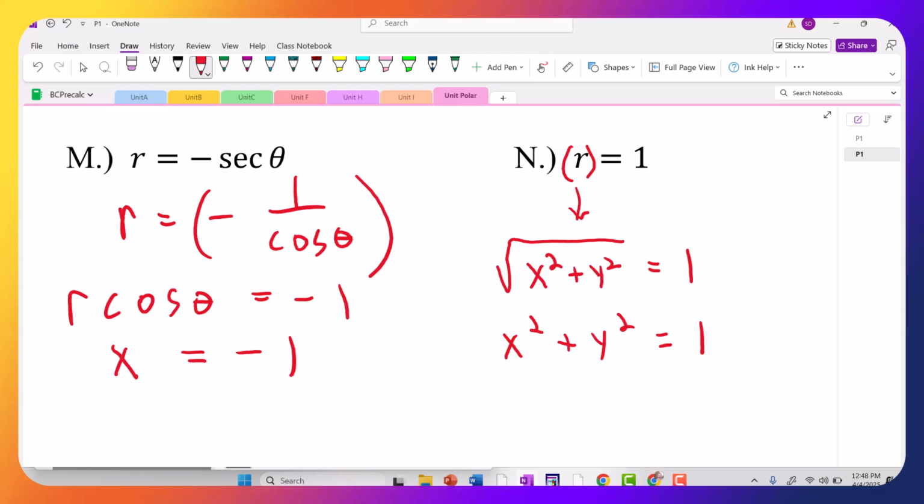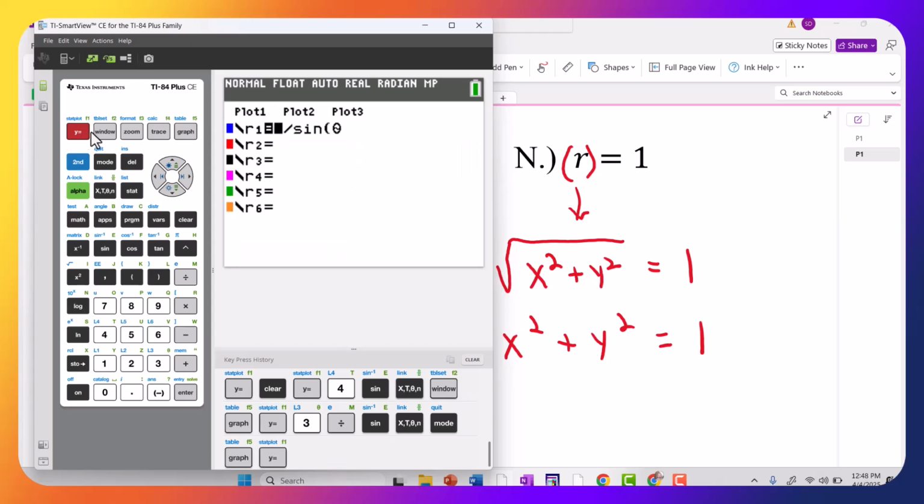So now when you just go to your graphing calculator, I guess I could just do it here without going to the board, but I hate it. I'm going to press Y equals, clear out, and then just type r equals 1, and then press graph.